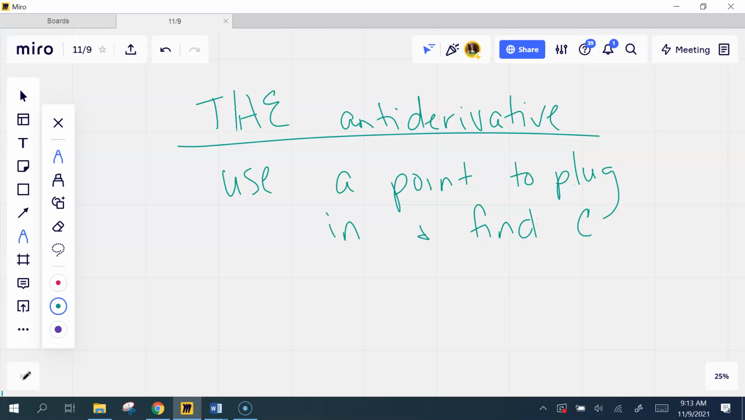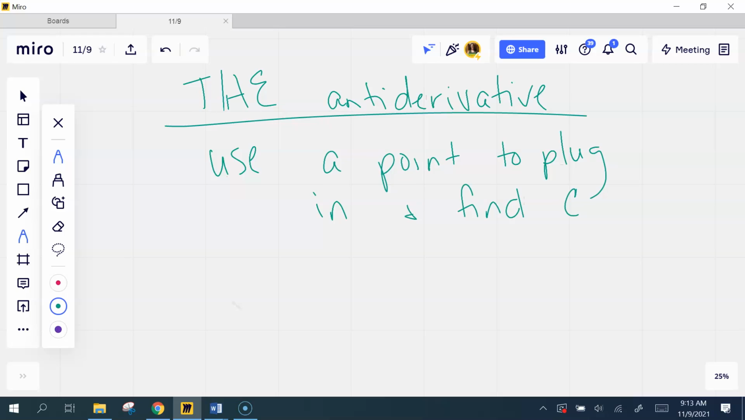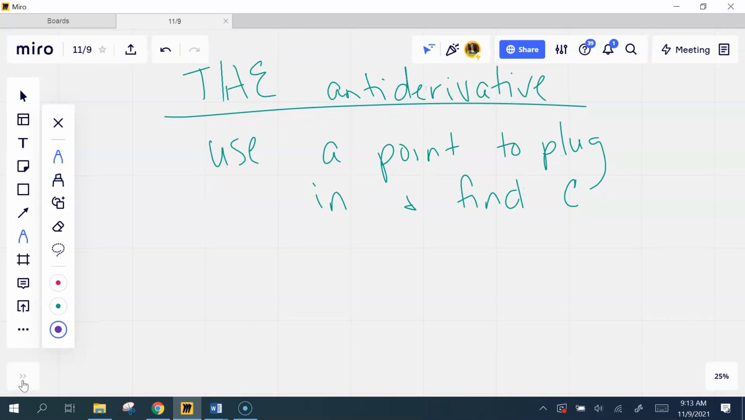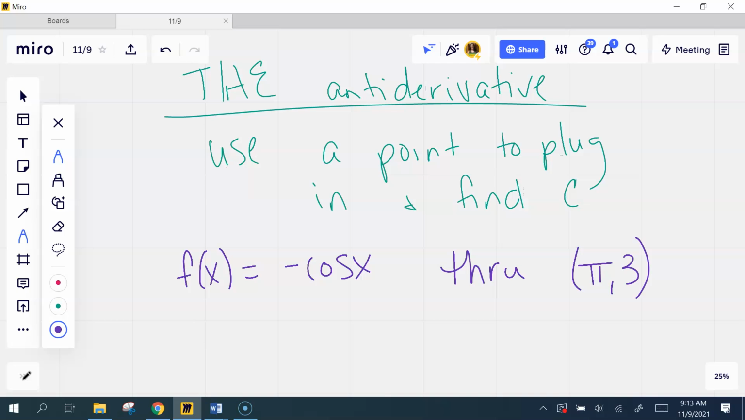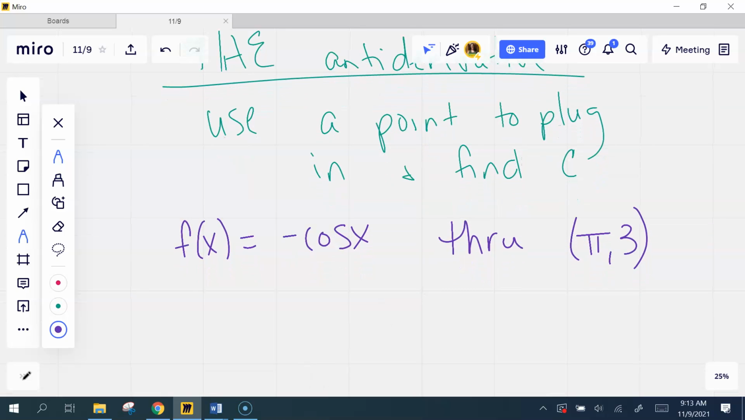Okay, the antiderivative. So the generic one, I could plug anything I want for C and it still holds true. For the antiderivative, there is only one answer. It is the answer. It is the antiderivative. But to find it, I have to have a point. So I'll be given, for example, find the antiderivative that goes through that point. So find big F of X.